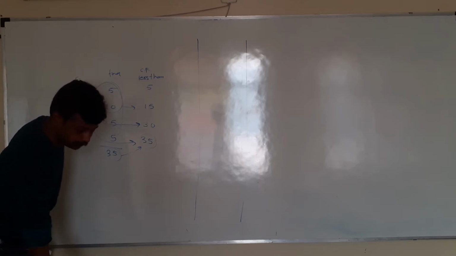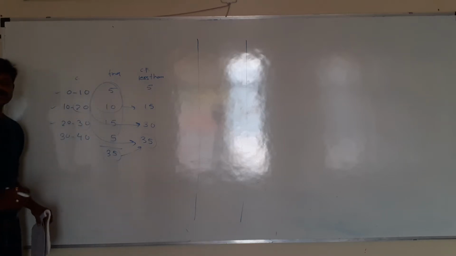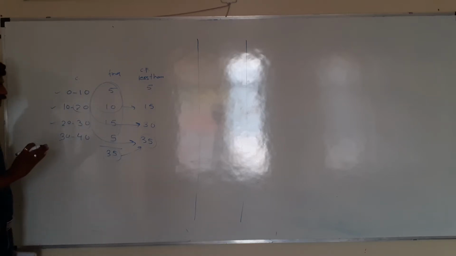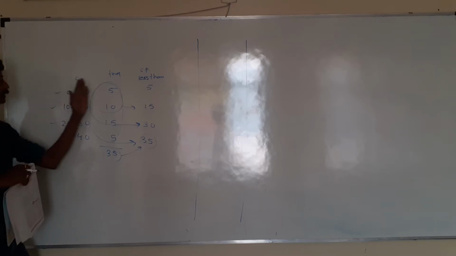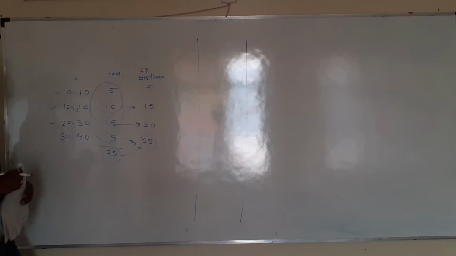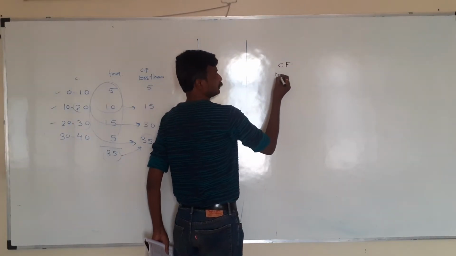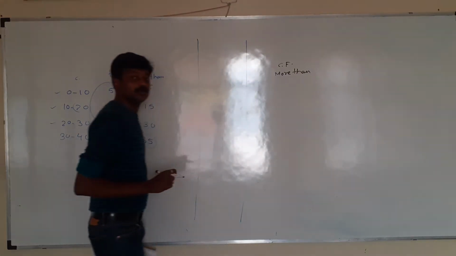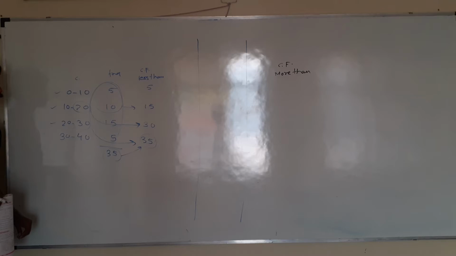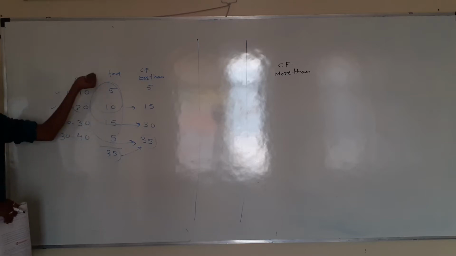Now let us see the cumulative frequency more than type. More than or equal to. Here more than means it will be more than or equal to lower class limit. CF, cumulative frequency more than type, more than lower class limit. In this, the addition of frequencies will start from bottom. It will be from bottom to top.